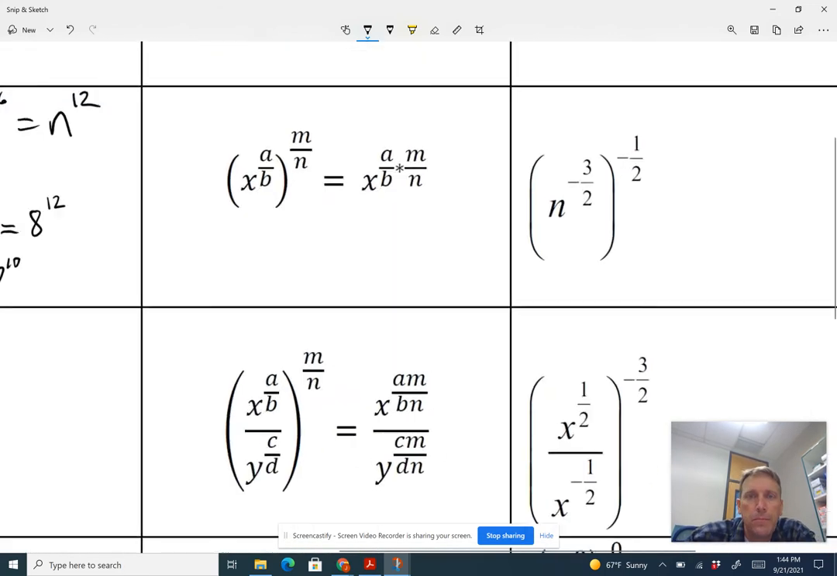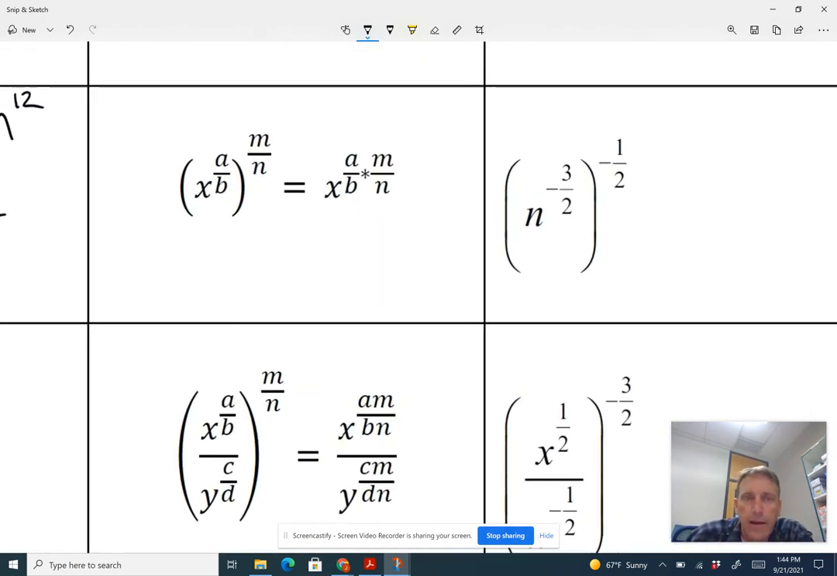And then we've got rational exponents. Same thing applies. You have a power of power, you multiply the power. So when you multiply fractions, a over b times m over n is am over bn. And so here we get n to the minus 3 halves times minus 1 half, and that'd be negative times a negative is positive, and 3 times 1 is 3, and 2 times 2 is 4. So you get n to the 3/4 power.